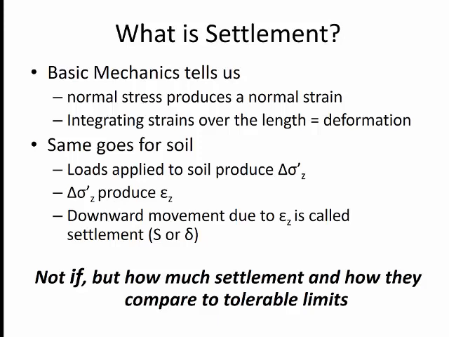A normal stress produces a normal strain for most elastic materials, and if you integrate those strains over some length, you get a full deformation. And that is valid for soil, although it's not necessarily elastic in nature. It is somewhat elastic for some soils, but not necessarily for all. And so loads that are applied to the soil surface produce changes in vertical effective stress. Those changes in vertical effective stress produce strains, and those strains can be integrated over a distance or a length to give us an overall settlement.